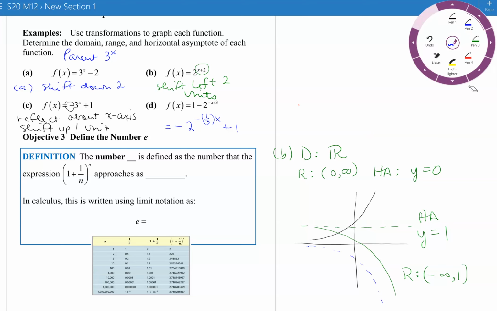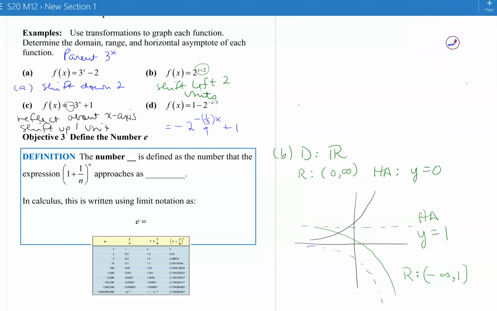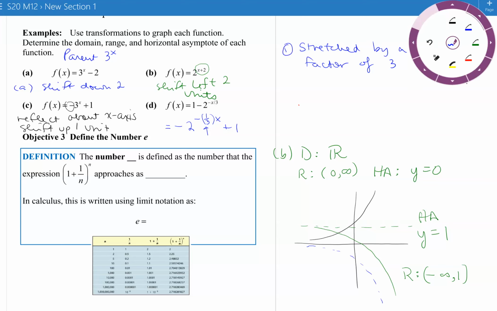So the first thing that's happening is a 1/3 is multiplying the x. This is happening before the function, so it's that counterintuitive one where you might think it's compressed, but it's going to be stretched by a factor of 3. So it's going to actually stretch it out. So that's the first transformation.